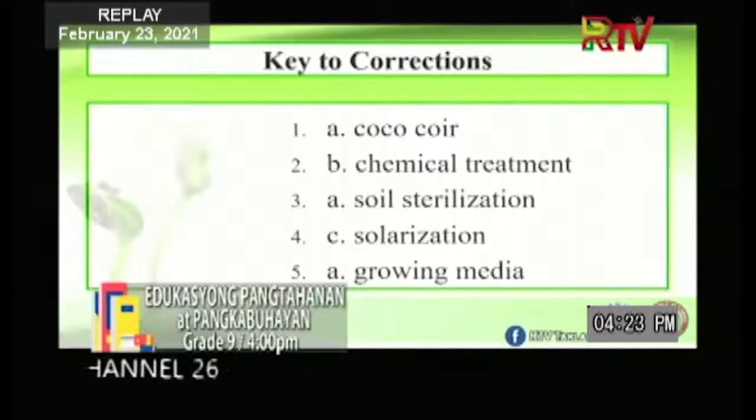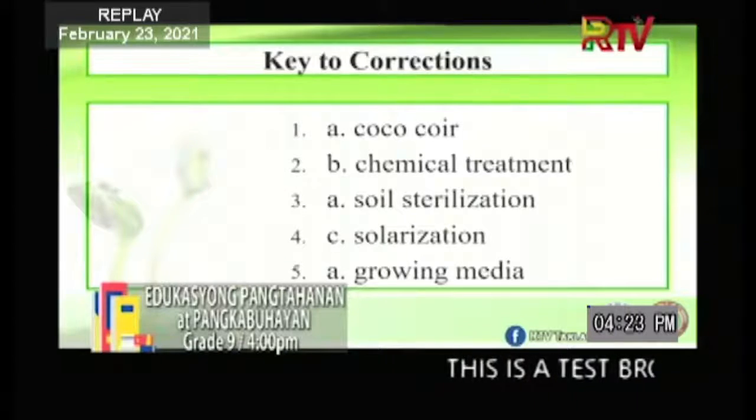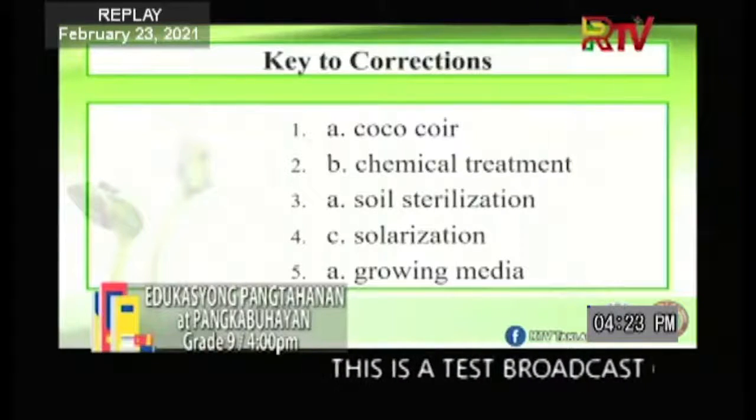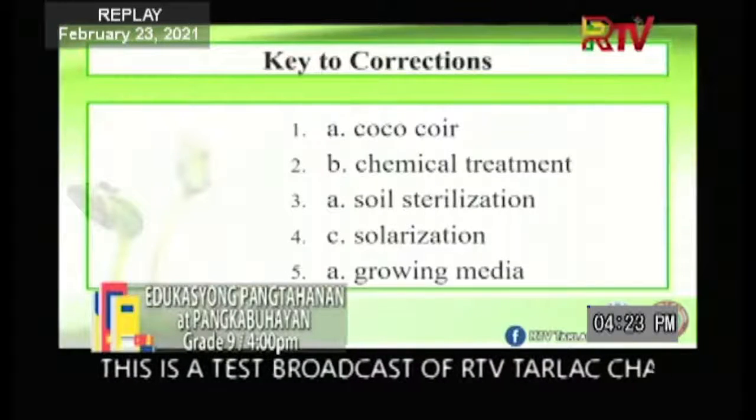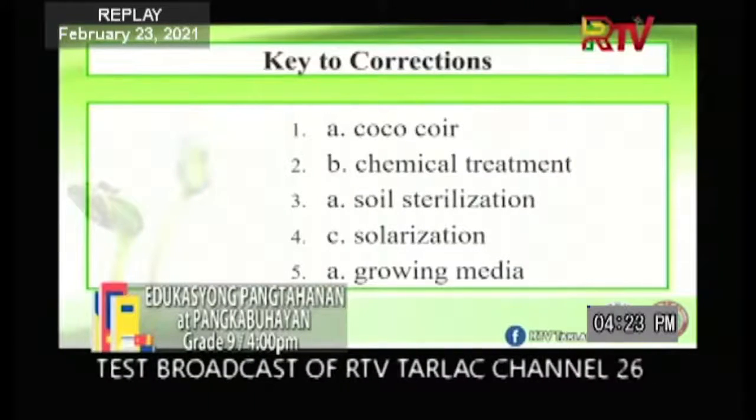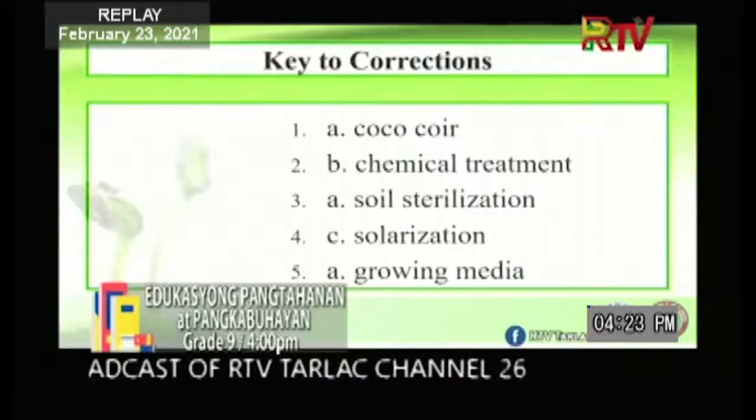I repeat. Number 1, A, coco coir. Number 2, B, chemical treatment. Number 3, A, soil sterilization. Number 4, C, solarization. And number 5, A, growing media.